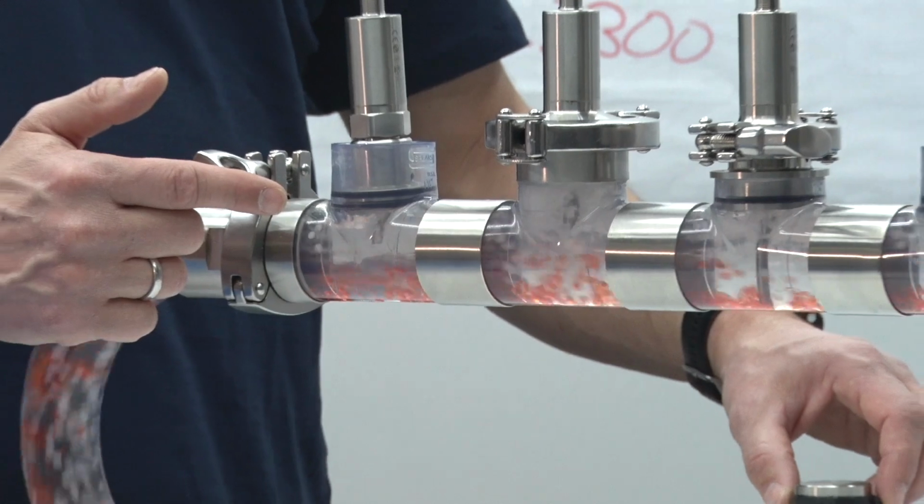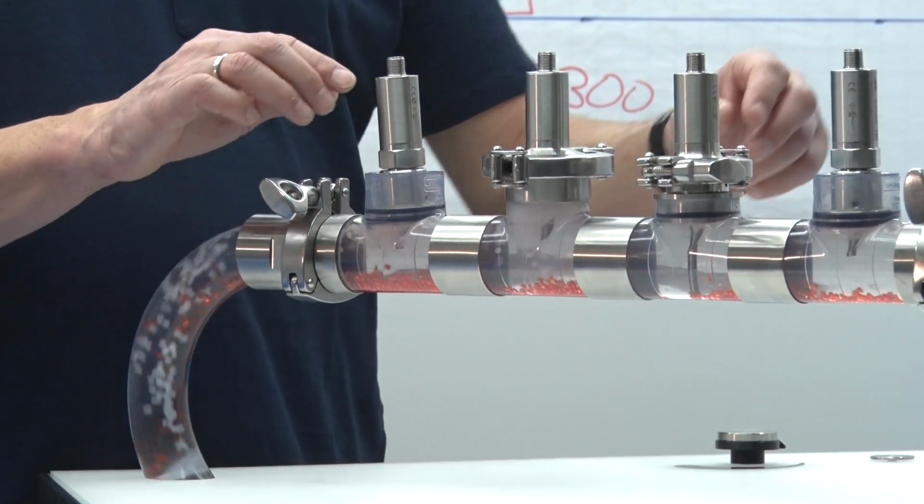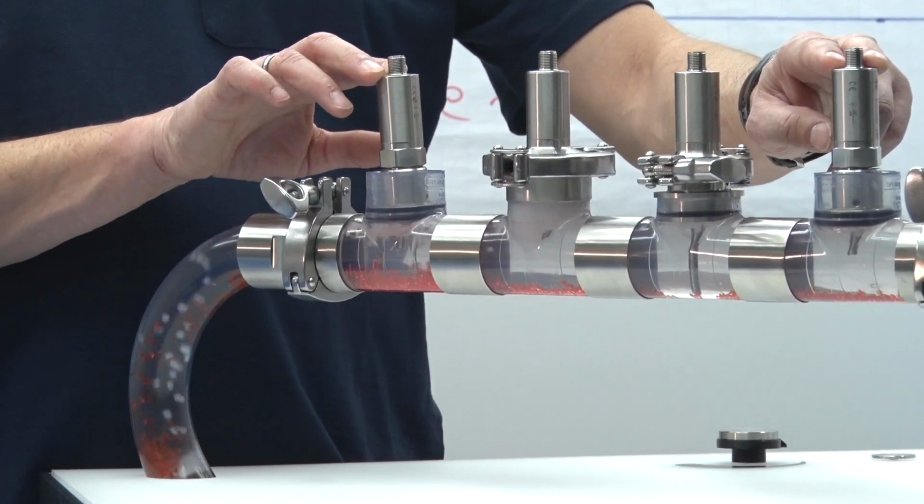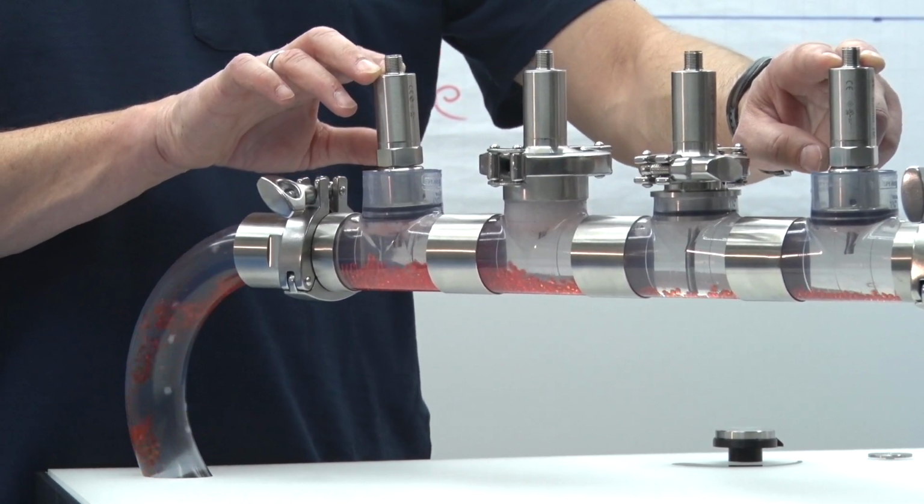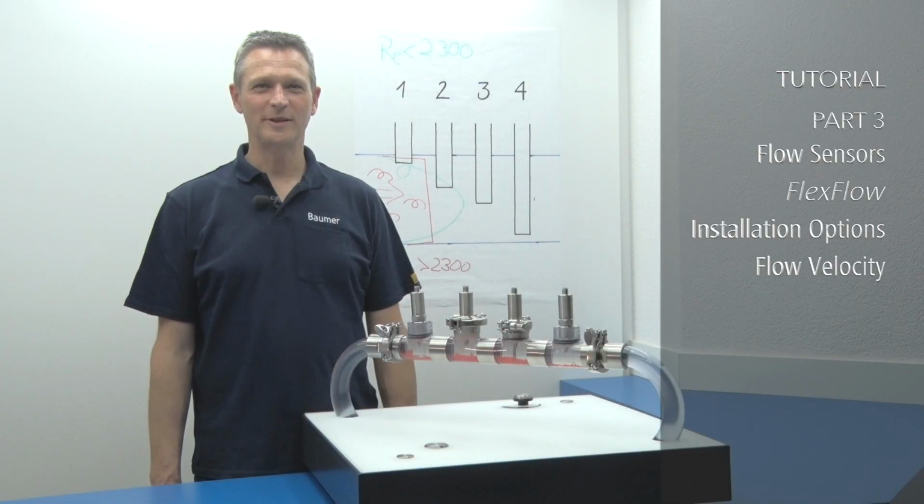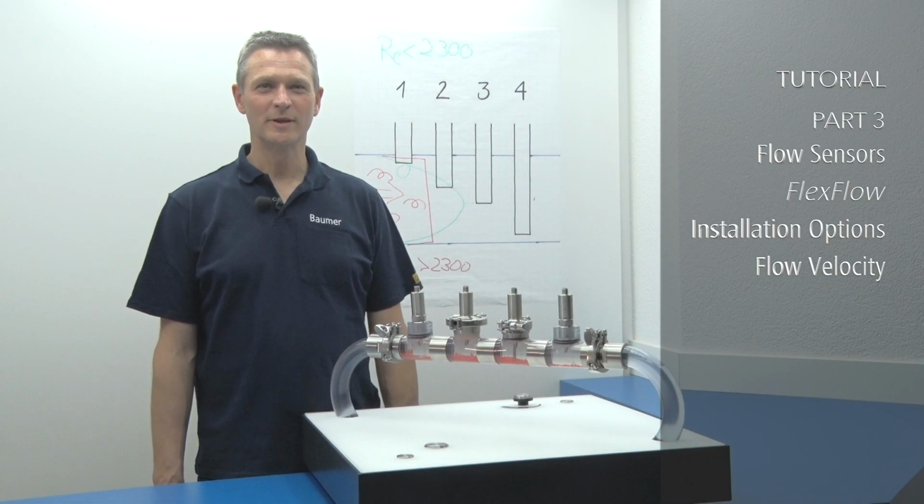Whether laminar or turbulent flow, best results are obtained with installation positions for average and maximum flow. That's it for the moment about the effects of flow sensor installation.